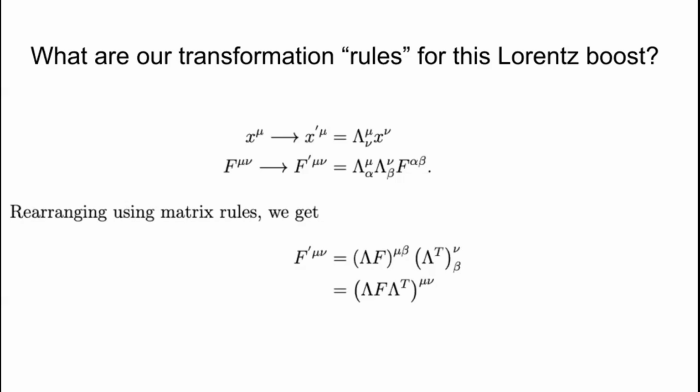In the same manner, we have F mu nu, the electromagnetic field strength tensor, and transforming it to F mu nu prime, you have to apply the Lorentz transformation matrix twice because of the 2 indices, since F mu nu is a rank 2 tensor and x nu is a rank 1 tensor. Rearranging this using matrix rules, which is just some linear algebra, because the Lorentz transformation matrix is symmetric, we can rearrange the indices to show that F mu nu prime is equal to lambda F lambda transpose.